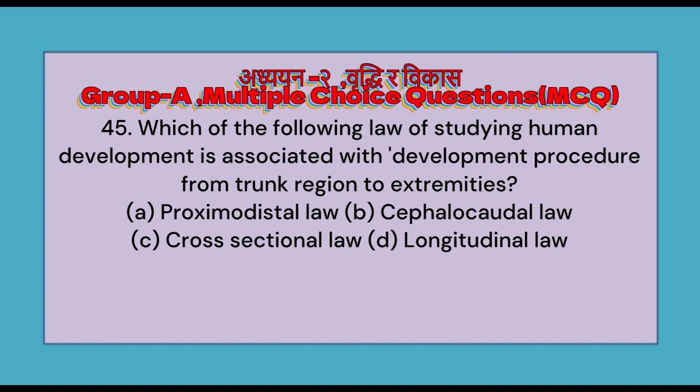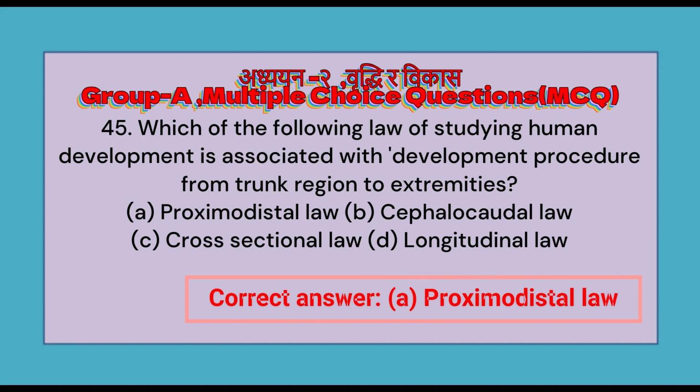45. Which of the following law of studying human development is associated with development procedure from trunk region to extremities? A. Proximodistal law. B. Cephalocaudal law. C. Cross-sectional law. D. Longitudinal law. Correct answer: A. Proximodistal law.